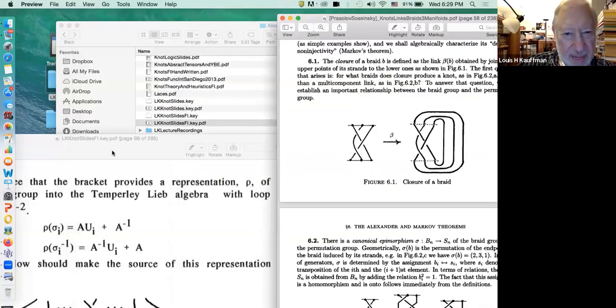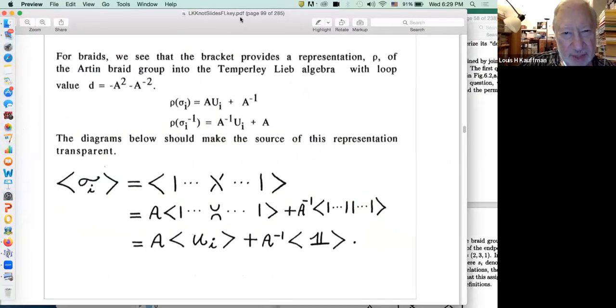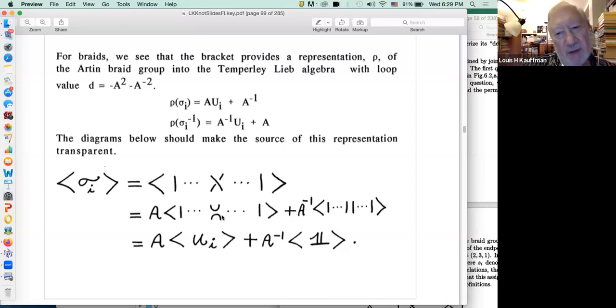All right. So we'd like to understand the bracket in relation to braids. And we see that when we expand the bracket, if this was sigma I, this would be u sub I. There's u sub I, the Temperley-Lieb generator. And here is the identity. So you see that the expansion of the ith braid gives us A times u sub I plus A inverse times the identity. And you can understand that as a symbolic method for expanding the bracket if you had a braid in front of you.